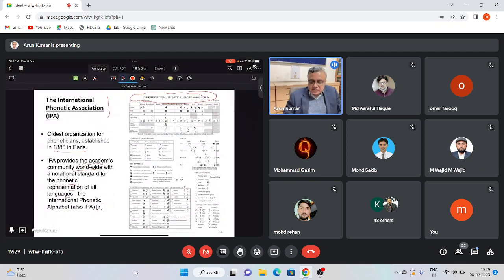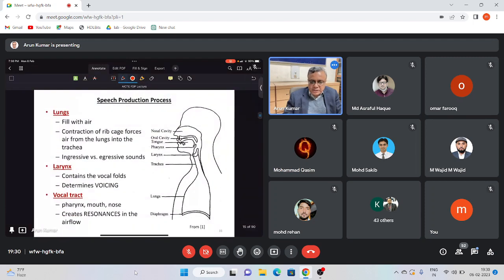And this comprises a consonant table and a vowel table at the base level, and there are more details. So these two tables we will study in a little bit more detail to get a better understanding of the acoustic units of speech.